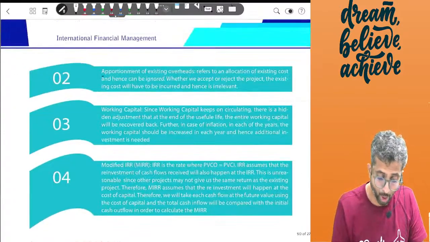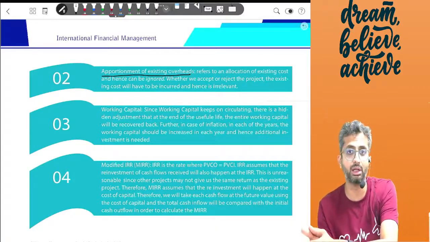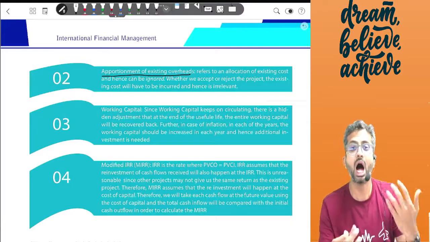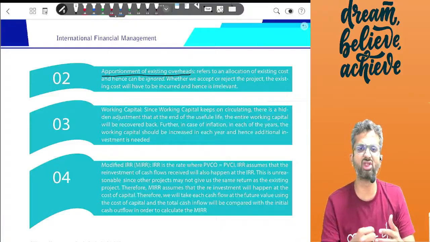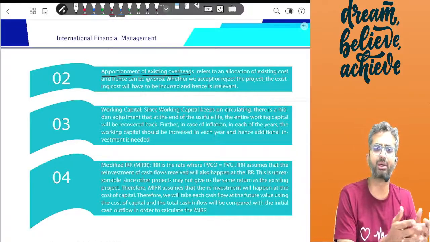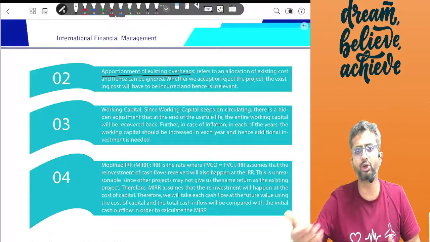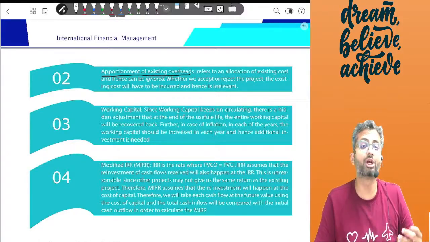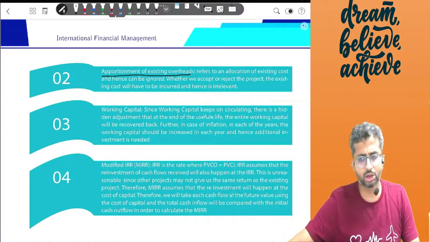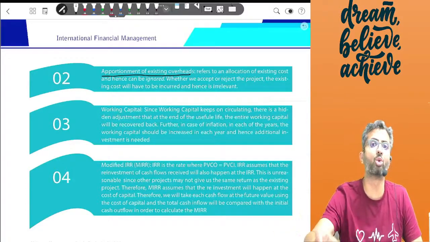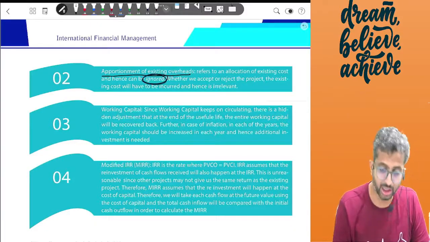Second is apportionment of existing overheads. So remember, if the overheads are directly incurred, which are incremental in nature due to this project, you will consider them. However, if your overheads are pure allocations, then you will ignore the same because they will be incurred irrespective of you accepting or rejecting this project. And hence, if the question says that overheads allocated to the project, allocated, not overheads directly attributable to the project, then these overheads allocated are to be ignored. So this is allocation and hence they have to again be ignored.